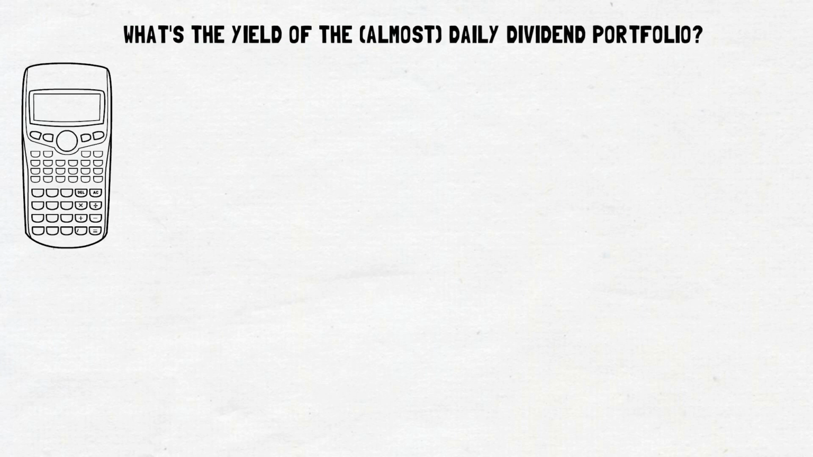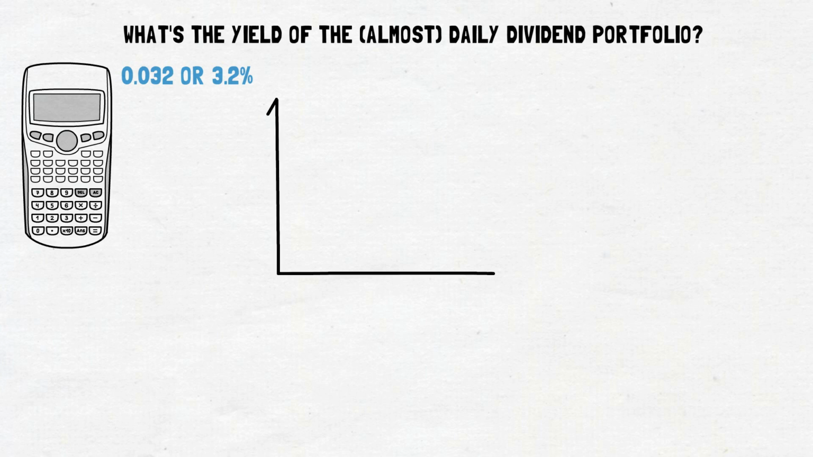So what's the yield of the almost daily dividend portfolio? The last time I did this calculation, shown above, it was about 0.032 or 3.2%, or close enough with some rounding. As we saw earlier, the yield actually changes slightly every time the market's open due to the changes in share price of all the stocks.